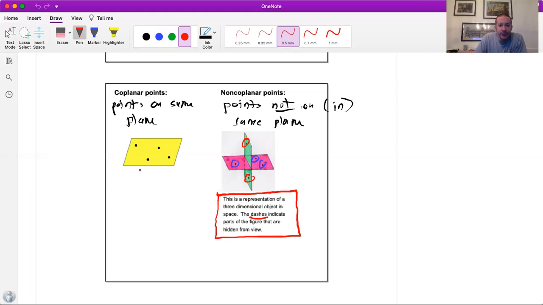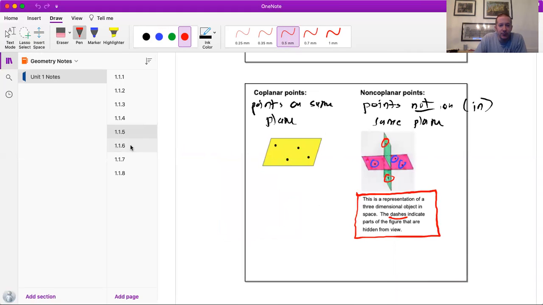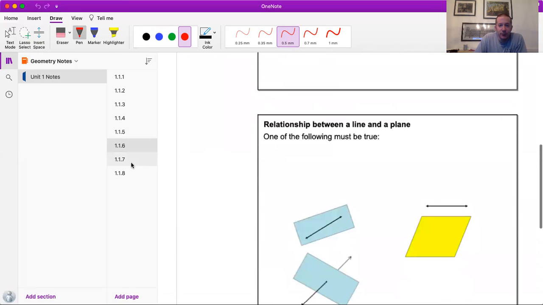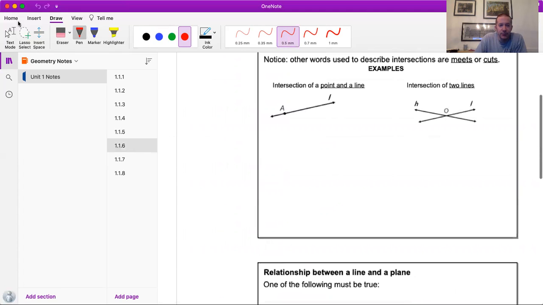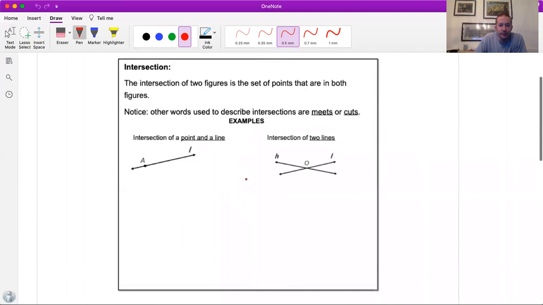So let's see what else we got here. Pretty sure we're gonna get to examples. I want to see probably. Well, let's just keep rolling.